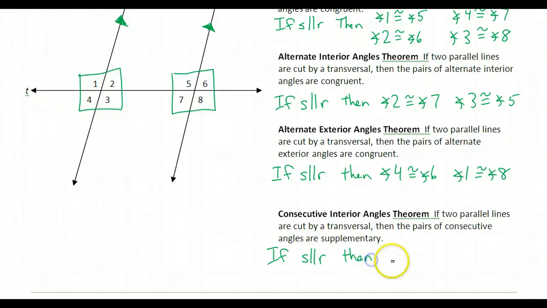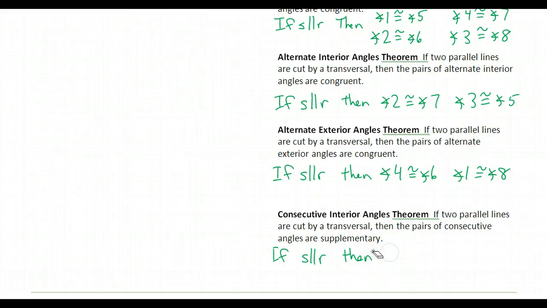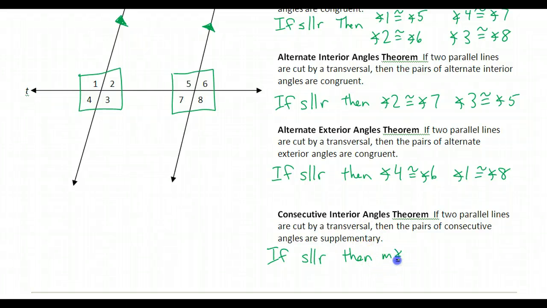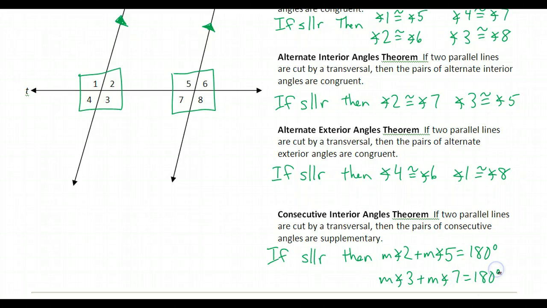If my lines are parallel, then the measure of angle 2 plus the measure of angle 5, my consecutive interior angles, will give me 180 degrees. I can do that same thing with my other pair of consecutive interior angles, 3 and 7.